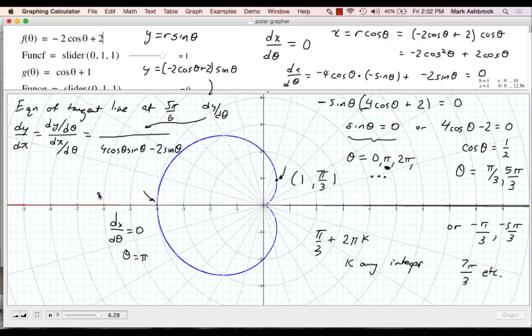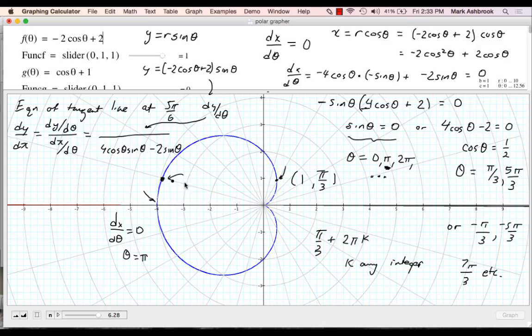So we have dy/dx as a function of θ. We're going to evaluate that at 5π/6. And that's going to give us the slope of the curve right there, or the rate of change of y with respect to x. And if you want to find the equation of the tangent line, that would be the slope of the tangent line. To find the equation, you would need that point.